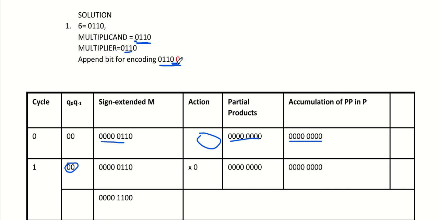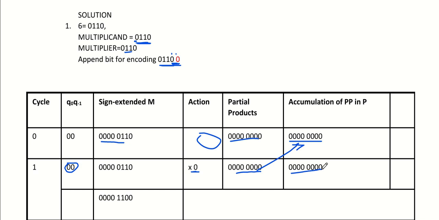So you realize that the first two bits, when we are reading this, we read from the left to the right. So it means that we are reading this 0 and this 0, right? That's what we are taking. So you see the action: we do no action. And the partial product, because I'm multiplying by 0, we do nothing. At the end of the day, we get 0, 0, 0 in the partial product register. And when you add this one to this, you get the same thing.